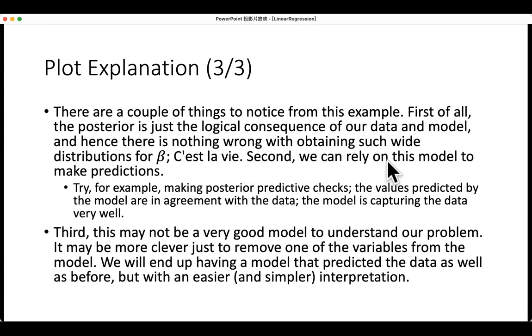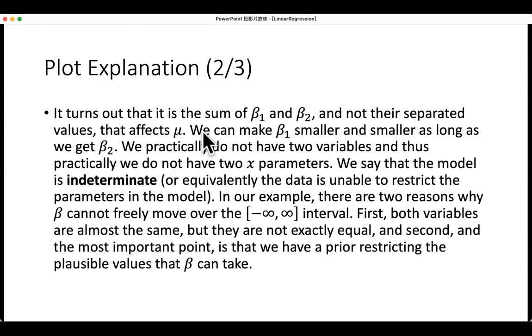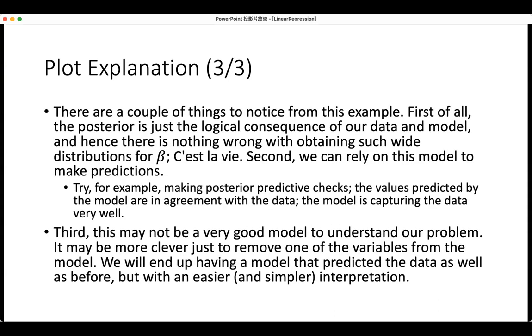Second, we can rely on this model to make predictions. We still can, even though this model is, as I said, indeterminate. If you run posterior predictive checks, the values predicted by the model will cover the data pretty well. In other words, the model is capturing the data very well.